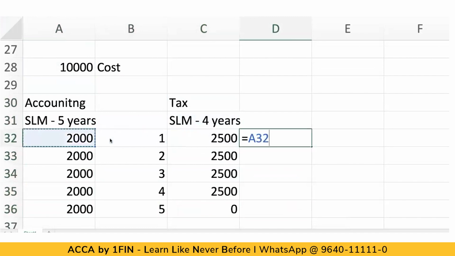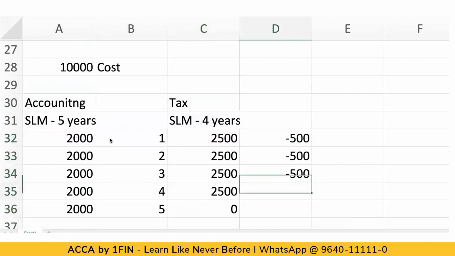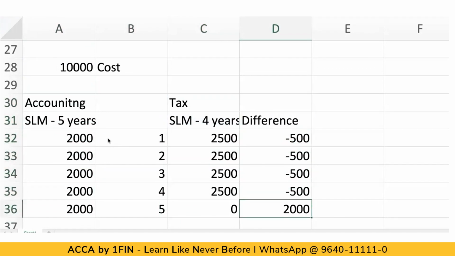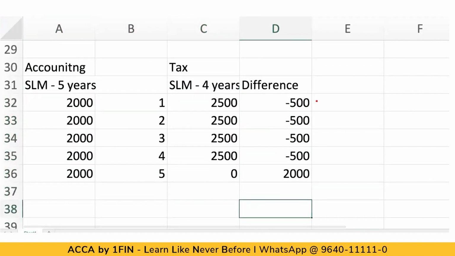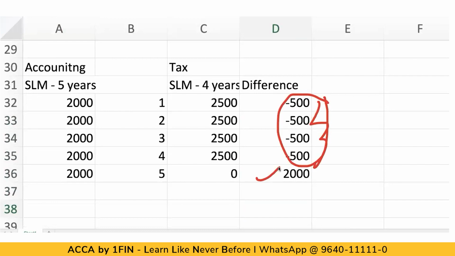So 2,000 minus 2,500, 500 is the difference. And in the last year, 2,000 is the difference. So what happens is every year 500, 500, 500 got accumulated, 2,000 got accumulated, and at the end, the entire 2,000 got reversed. So this is called a temporary difference, where the differences arise in one period and they reverse in the subsequent period. That is what is called the deferred tax impact.